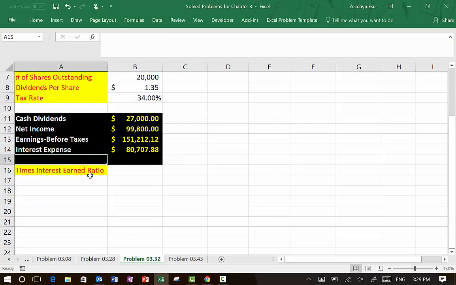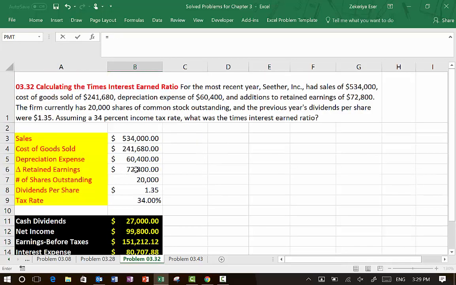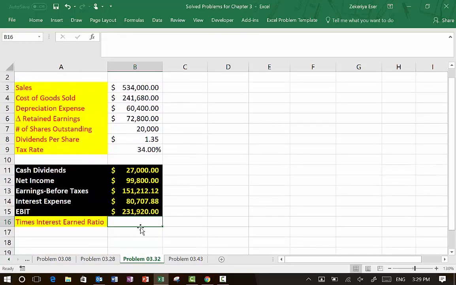Now all we have to do is calculate earnings before interest and taxes, which is sales minus cost of goods sold and minus depreciation. Times interest earned ratio is simply EBIT divided by interest expense, 287.